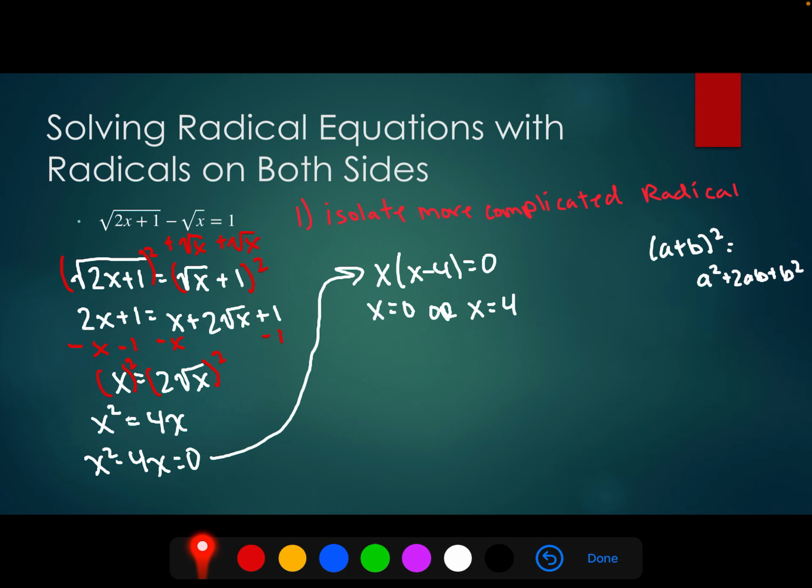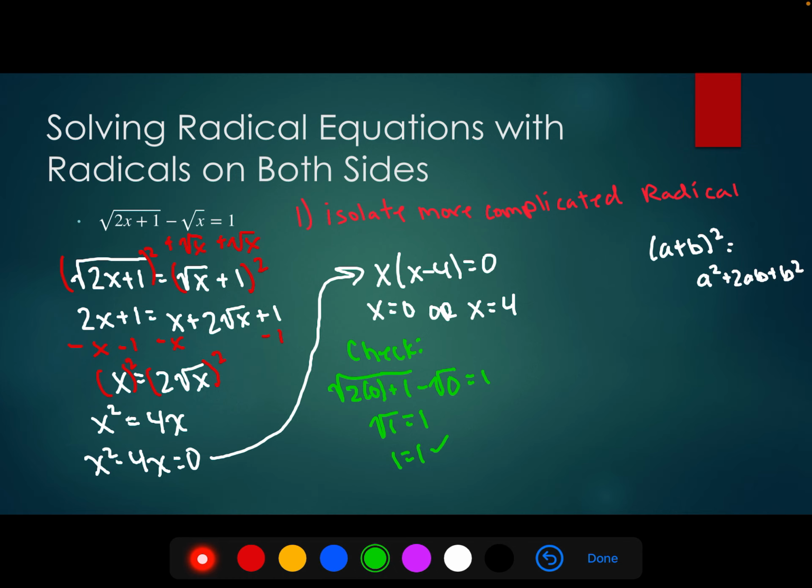Now all that's left to do is plug them in and check to see if they hold up when we plug them in for x. So let's take a look at the first one. We'll make this our check underneath. First we have the square root of 2 times 0 plus 1 minus the square root of 0 is equal to 1. So this ends up being the square root of 1 is equal to 1. That's 1 is equal to 1, so that holds true.